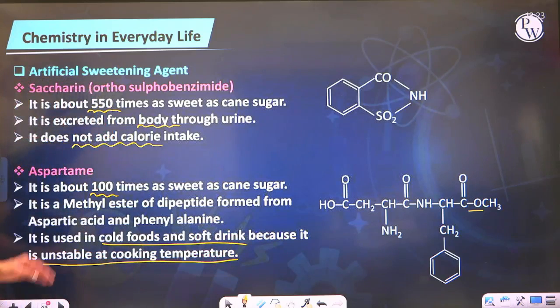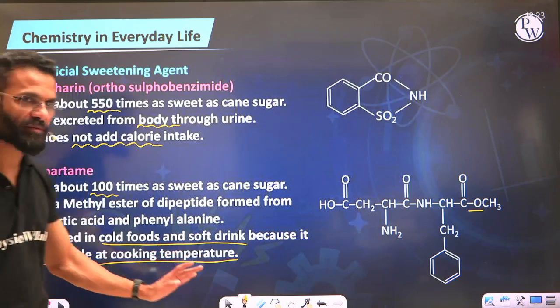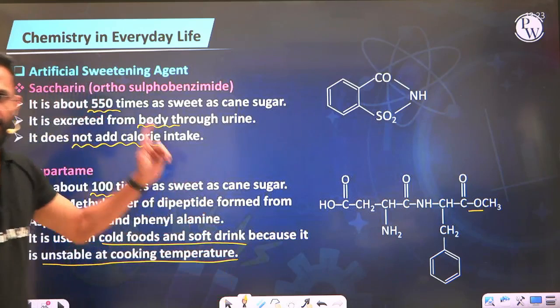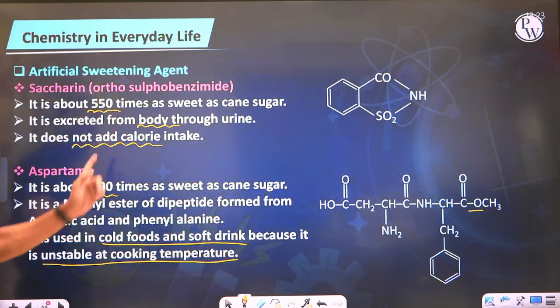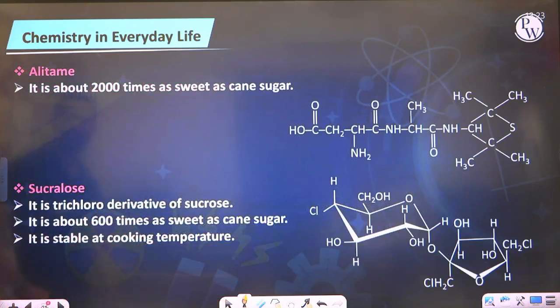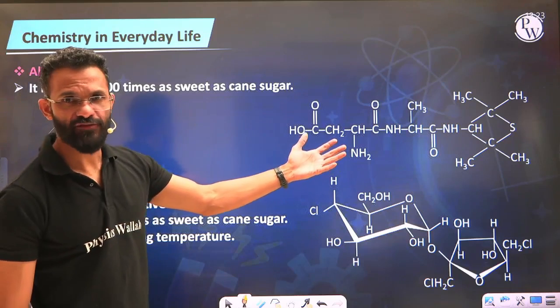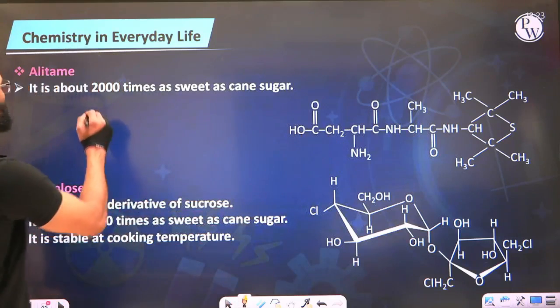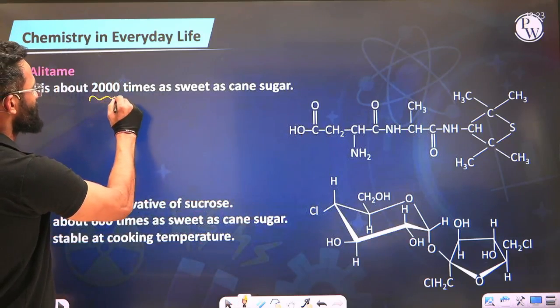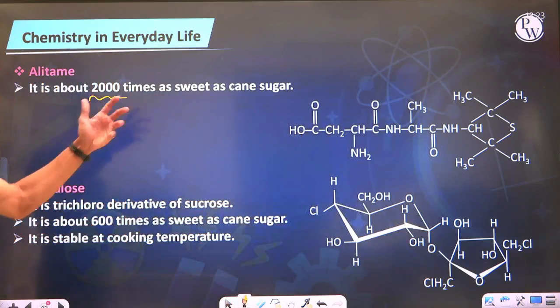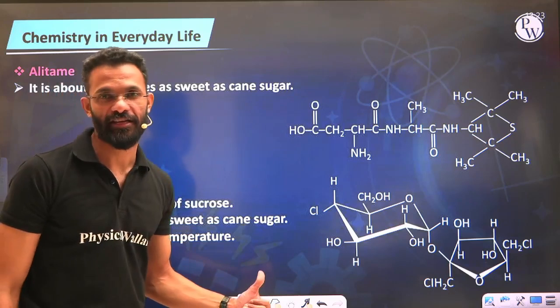Because aspartame is unstable at the cooking temperature, we use it only in those foods which are preserved at a lower temperature. Alright, so saccharin is 550 times sweeter, aspartame 100 times sweeter. Next is alitame. You can see the structure here just for the information, and it is 2000 times as sweet as cane sugar, and it is found to be even more stable than aspartame.